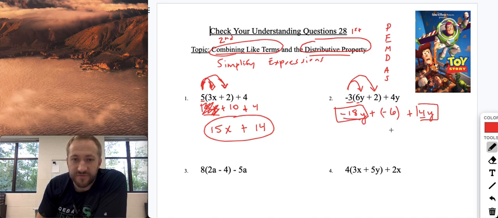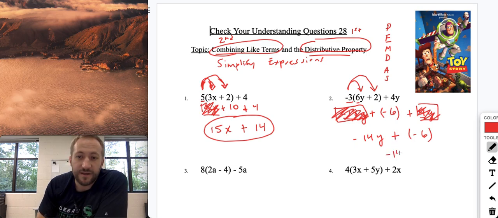Negative 18 plus 4 gives me negative 14. And I keep the y the exact same. I'll mark them out because I'm done with those. Plus negative 6. I keep it in parentheses to keep the negative away from the plus sign.